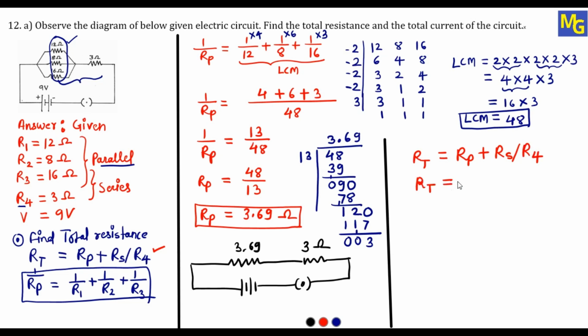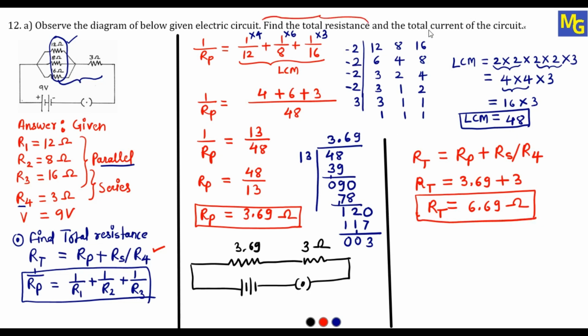So RT is equals to, what is RP? We have got just now 3.69, and what is R4 or RS? It is 3. So therefore total we are going to get 6.69 ohm. This is the answer of total resistance. So we got the total resistance in the circuit. So here our first part, that is find total resistance, is finished. Now we have to find out total current in the circuit. So I'll write it here.